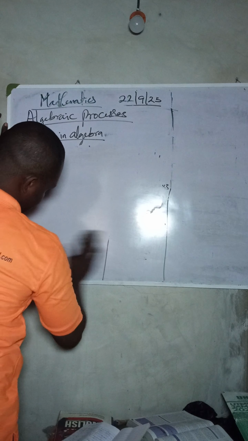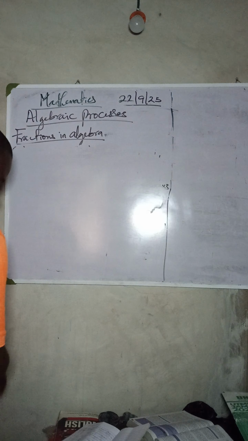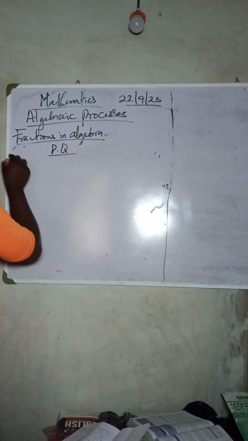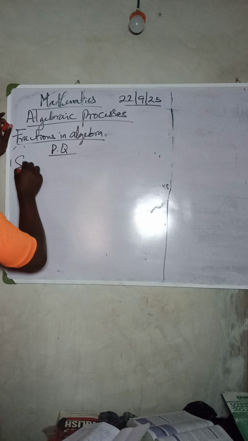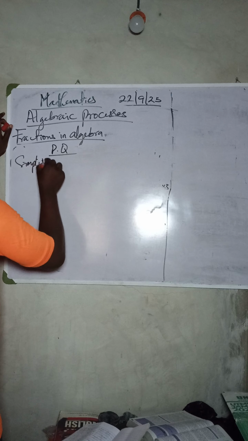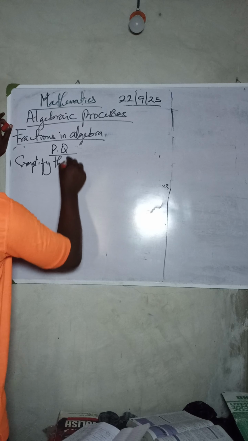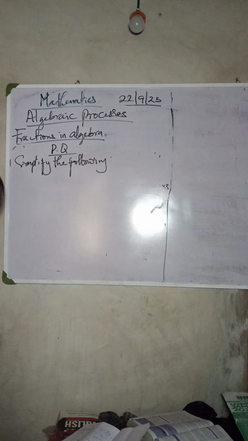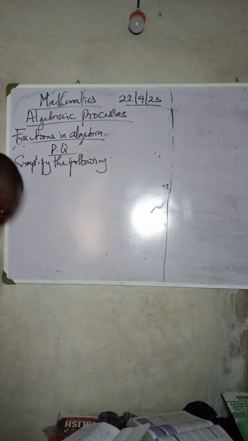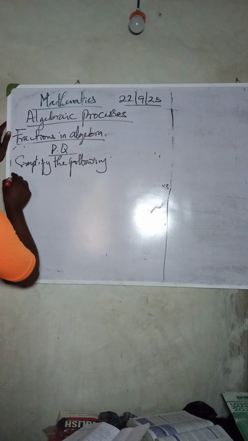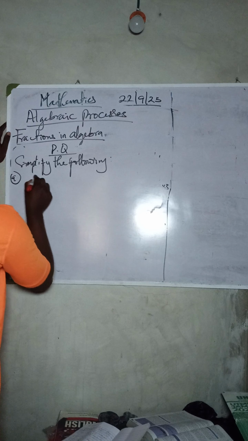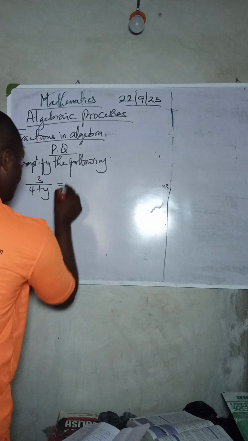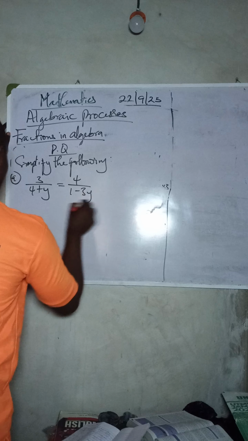Practice questions. Number 1: simplify the following. Now, let's go. A is 3 over 4 plus y is equal to 4 over 1 minus 3y.